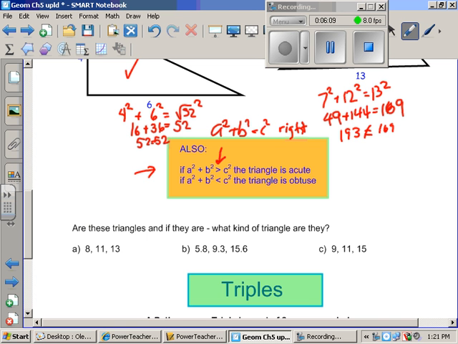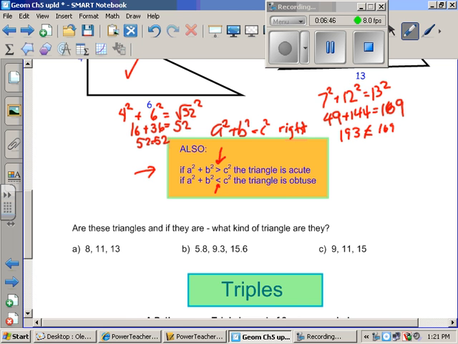But if you think about it, that means that the sum of the squares of the legs is greater than the square of the hypotenuse. So that must mean that the hypotenuse isn't that long. So that means it's acute because those sides can come in more. And if a squared plus b squared is less than c squared, then the triangle's obtuse. Same thing. If the two sides together don't quite make up the hypotenuse, that must mean the hypotenuse is really long, so the angle must be opened really wide.